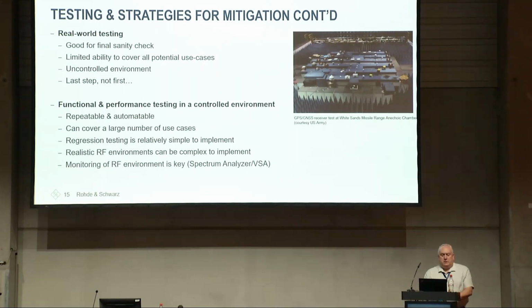So next, we could look potentially at something like real-world testing. The example here is from White Sands Missile Range, courtesy of the US Army. This is a whole bunch of GNSS and GPS receivers being tested against interference and jamming. They took a whole bunch of both commercial and DoD receivers and put them through a whole series of tests. So this is sort of real-world testing, right? I mean, it's in a controlled environment, but you have real-world products, and you're seeing how they perform in the face of interference. So real-world testing is great for a final sanity check.